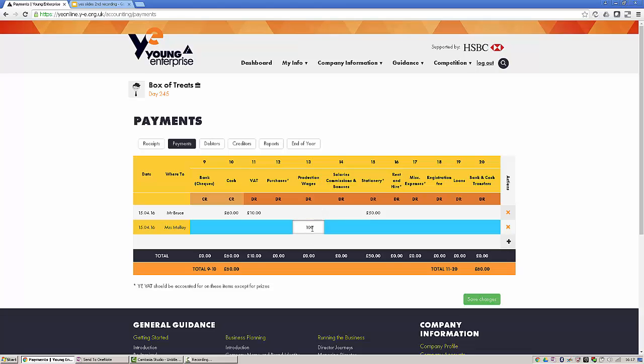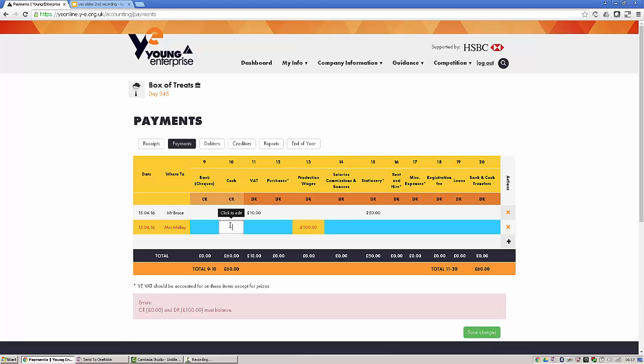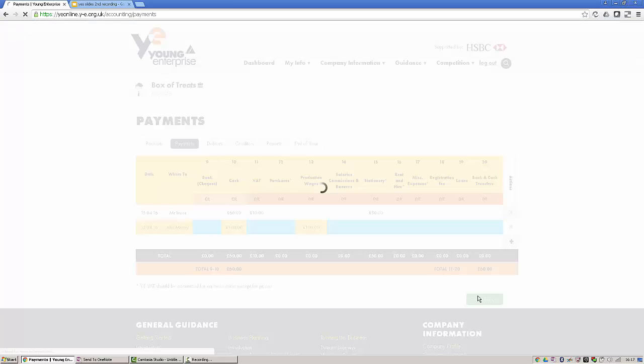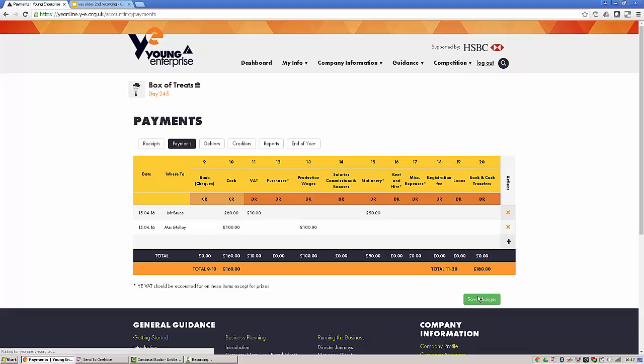Now, because this relates to wages and it doesn't relate to a purchase, we don't need to charge VAT because wages don't have any invoices. So this time, we record the production wages of £100, and the cash that I'm going to pay over is £100 as well. So both sides again are the same, and if I click Save Changes, that's me there.